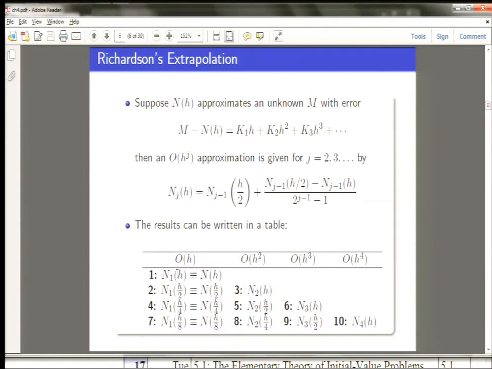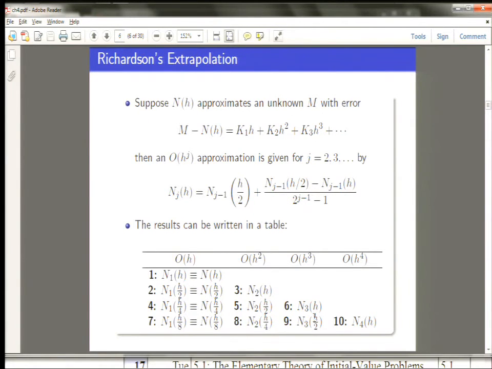You can use these 2 to produce an N2 of h. That's what I did, and it's much better. But you're not happy, so you use these 2 to produce this one. Now you have 2 of these, which means you can use the formula over there to produce that one. And I did that too. But why don't you keep going and use these 2, and you can see how this becomes a triangle scheme like that, right? So you can develop more and more accurate formulas.